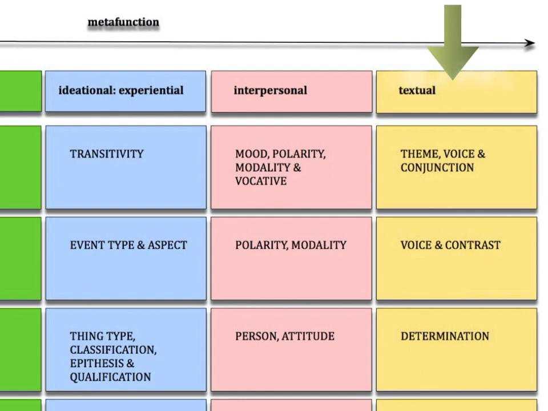So again, we started with the yellow column. We started looking at the clause as a message, paying particular attention to theme, also mentioning voice, and paying attention to conjunction. It's certainly as far as conjunctions become textual themes. And then we moved on to the interpersonal. Here, the key system is mood, and we looked at related systems of polarity, modality, other forms of assessment, vocatives, and so on.